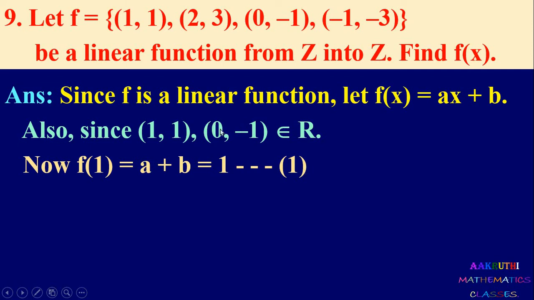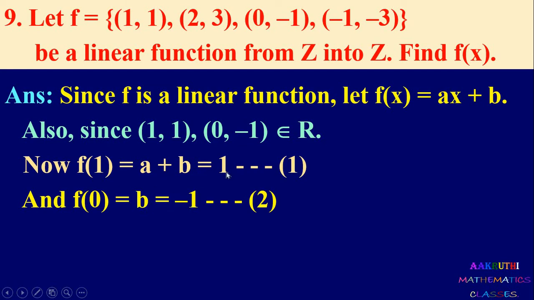So next substitute x equal to 0. That is, f of 0 is a into 0 plus b. So a into 0 is 0 only, plus b equal to minus 1. Here when x equal to 0, our function value is minus 1. So therefore f of 0 is minus 1. So that is a into 0 is 0 plus b. So we get b equal to minus 1.